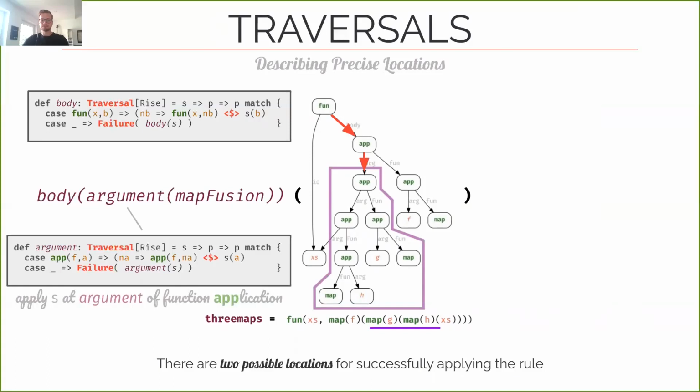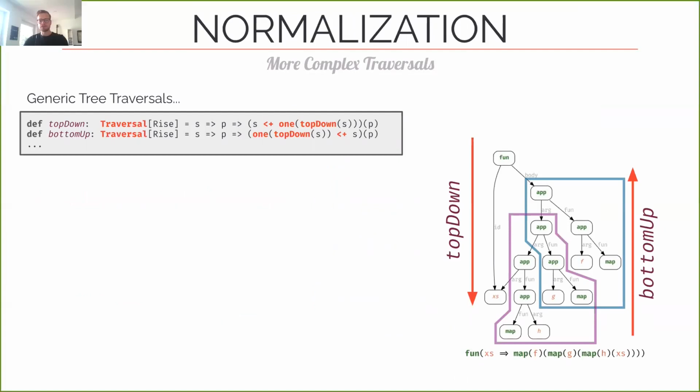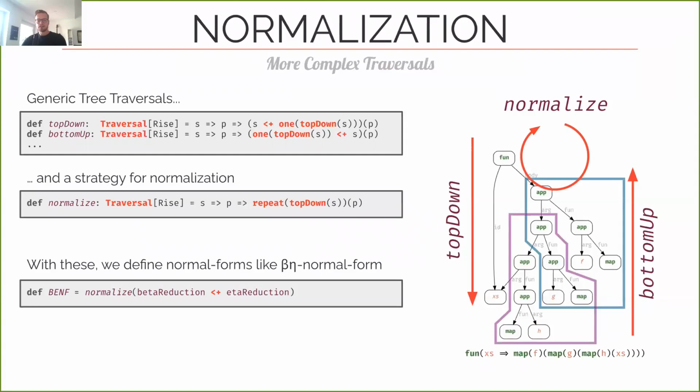Sometimes it's not desirable to specify a precise path, but instead we might want to say something like, apply this given strategy at the first place you'll find. And this is what bottom-up or top-down do. So these traversal strategies traverse the AST either top-down or bottom-up, and apply the given strategy at the first place where it's applicable and then stop. Another useful traversal is the normalize strategy, which applies a given strategy exhaustively until it is no longer applicable anywhere in the given expression. And in the paper, we define a few normal forms for RISE expressions. And one simple example of one of those is the beta-eta normal form, which simply applies beta reduction and eta reduction as often as possible.